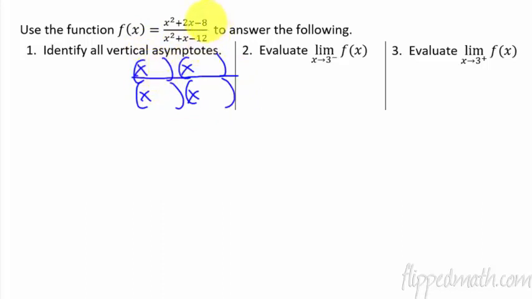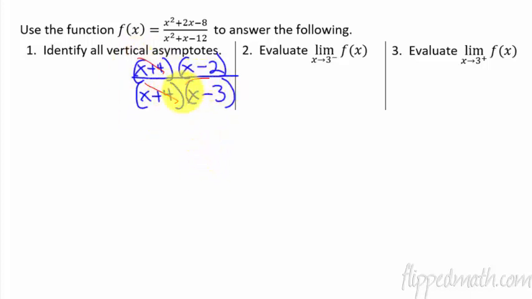Let's see, multiply to negative 8, add to 2. That is going to be a plus 4 and a minus 2. And then down here, multiply to negative 12, add to 1? That's going to be another plus 4 and a minus 3. Okay, so now that we factored it, you can see that those things cancel, which we'll remind ourselves in the next lesson. This would represent a hole.